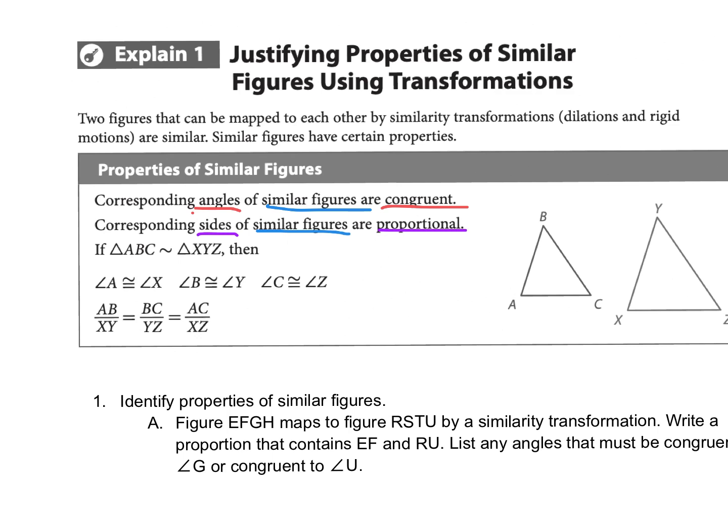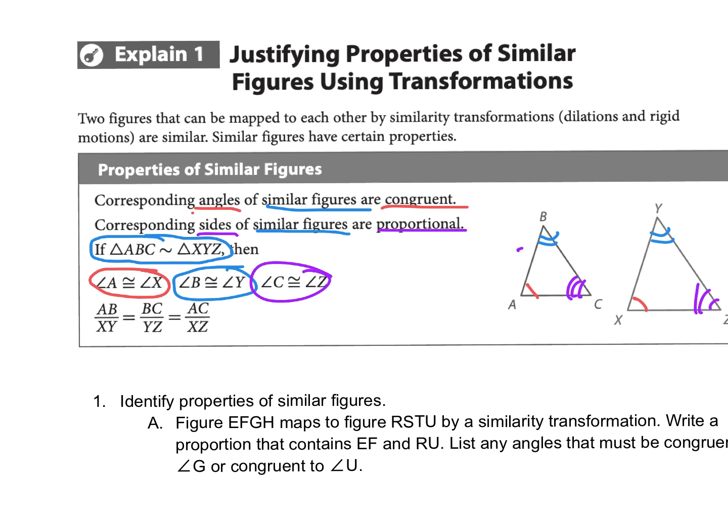So it says if triangle ABC is similar to triangle XYZ, then angle A is congruent to angle X, angle B is congruent to angle Y, and angle C is congruent to angle Z. Then it says the side AB over XY equals BC over YZ and AC over XZ. And that just means each one of those proportions.